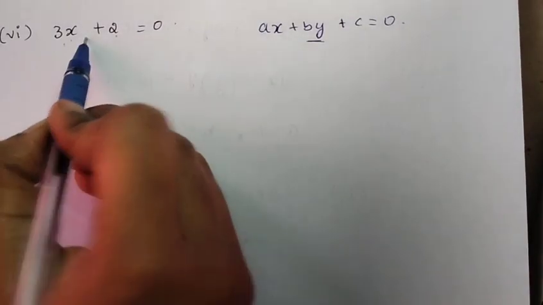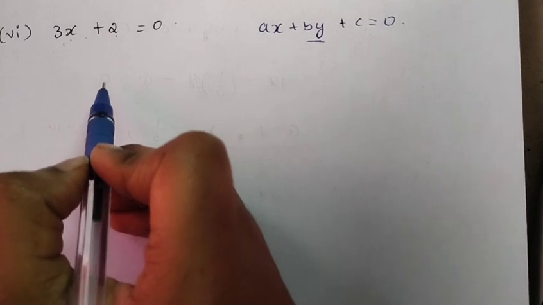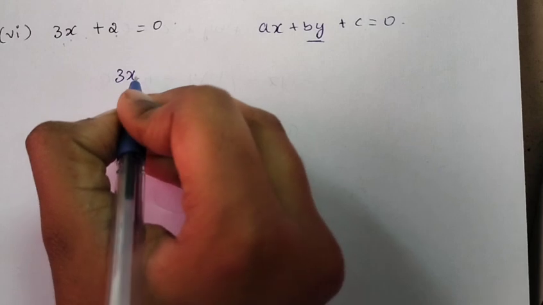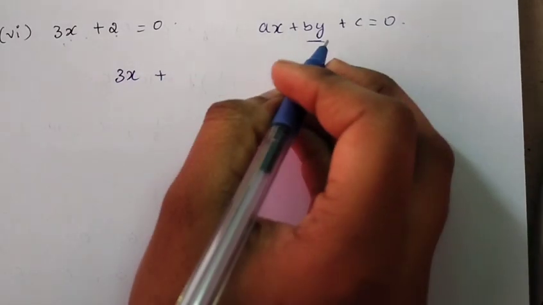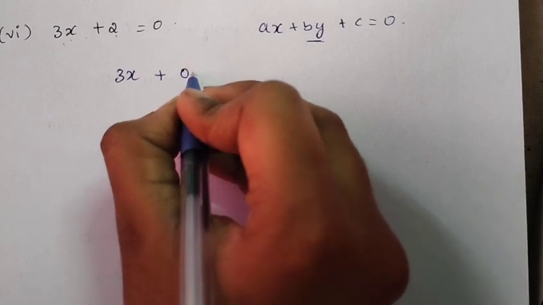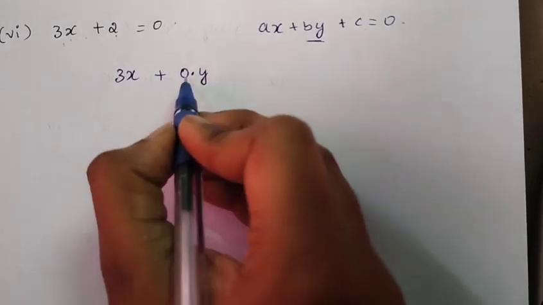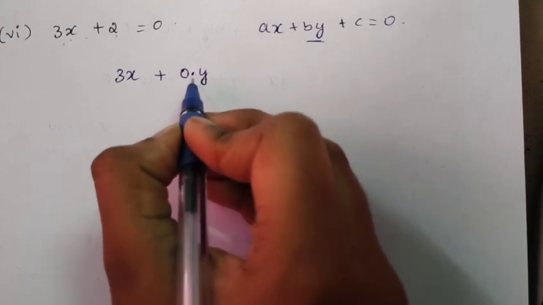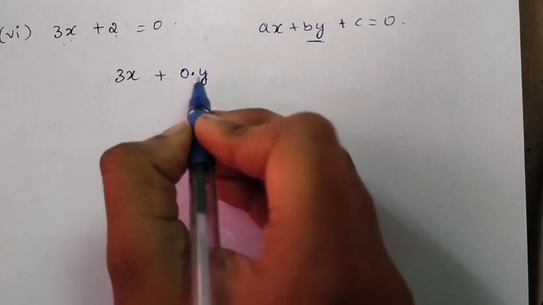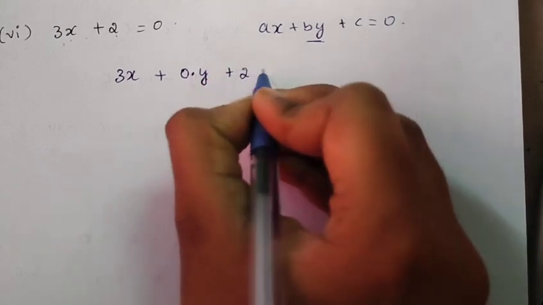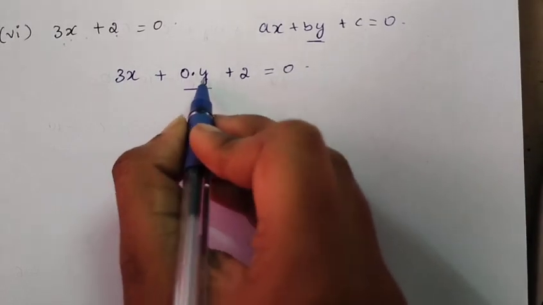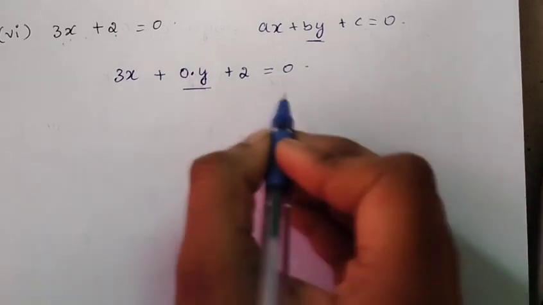So we have to convert this equation into standard form so that it includes by term. Very simple. You just have to write 3x as it is plus you need by term, but here you don't have. So you have to write that as 0 into y, because anything multiplied to 0 will be 0. So 0 into y will give you 0 and this will not even alter the given equation. So plus 2 is equal to 0. Only thing is you have to include the term 0 into y. This will not change the given equation.